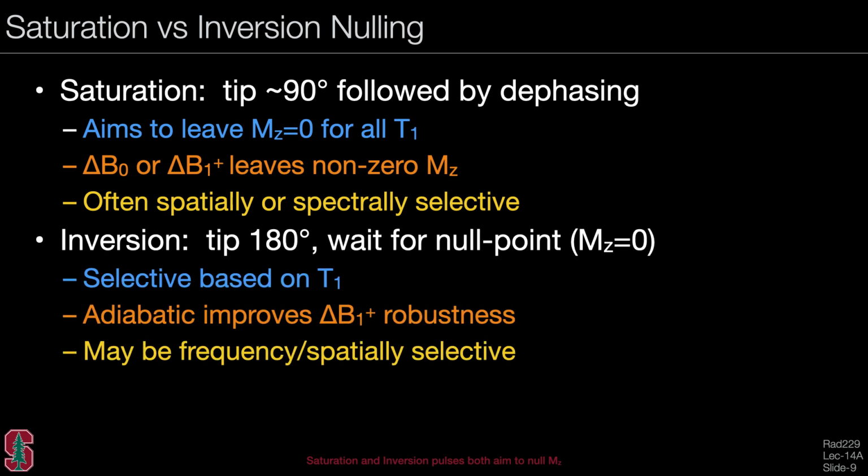An alternative is to do an inversion, where we tip the magnetization 180 degrees and wait for the null point. Notice that these are now based on the T1 time combined with the inversion time. So they can be selective if there are different T1s. You can use adiabatic pulses, which will improve the robustness to variations in the transmit RF field. And these may or may not be frequency or spatially selective as well. And then finally, a combination of these two techniques is also often used.